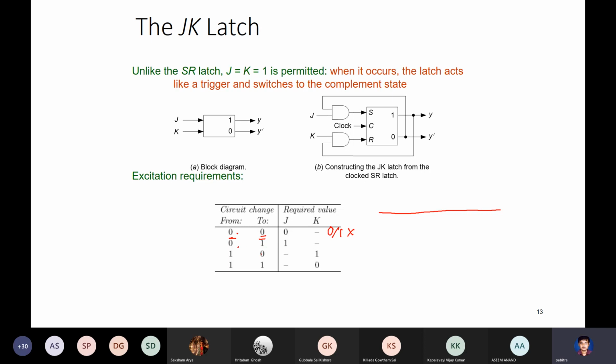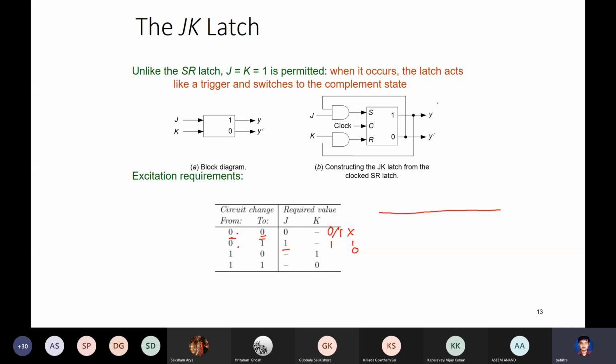Similarly, for 0 to 1, you make a transition. Either you make JK 11, which is a toggle input, or you make J equal to 1 and K equal to 0. It doesn't matter what K is. So this is don't care, 1 0. Similarly, for this. Okay, let's see the realization.